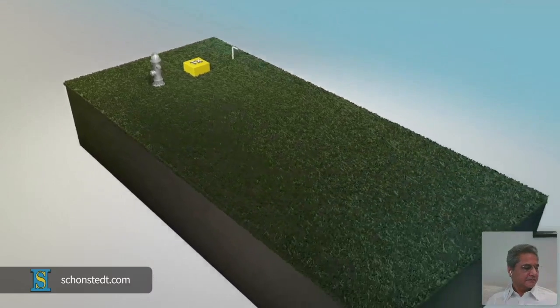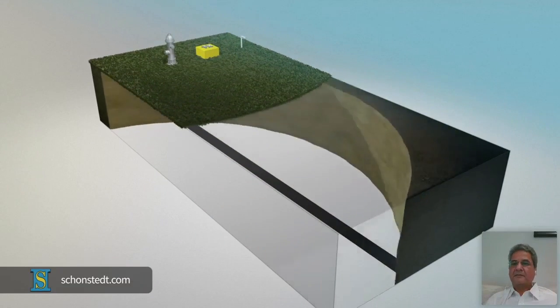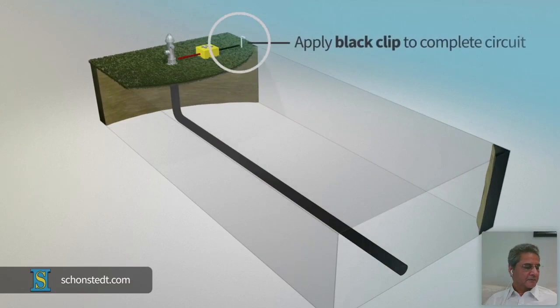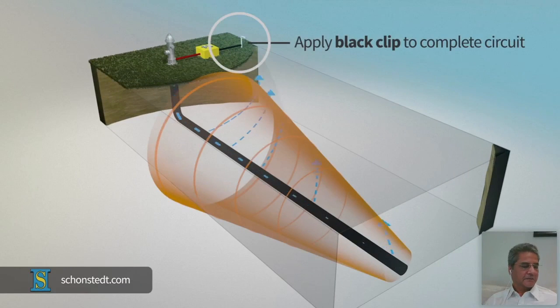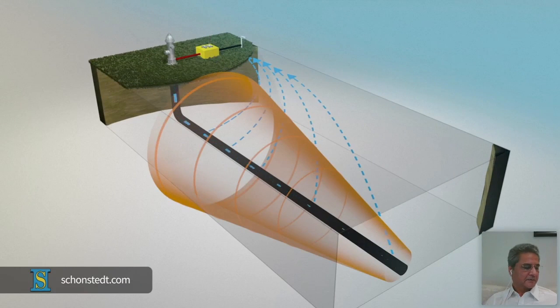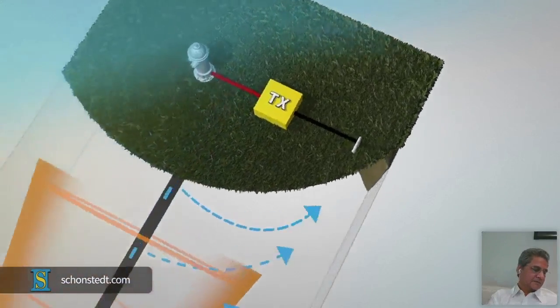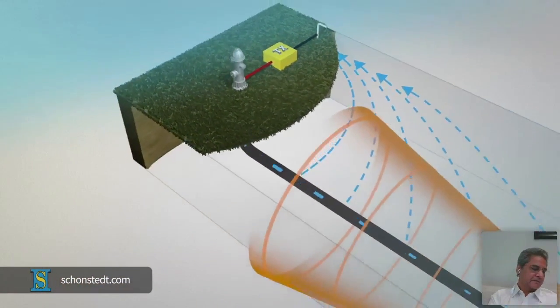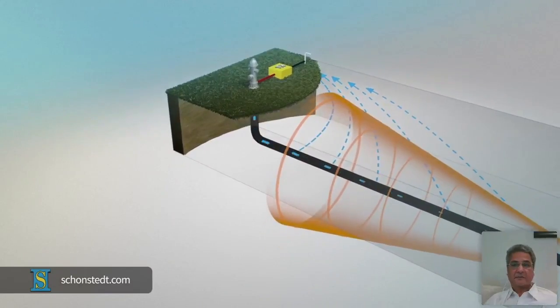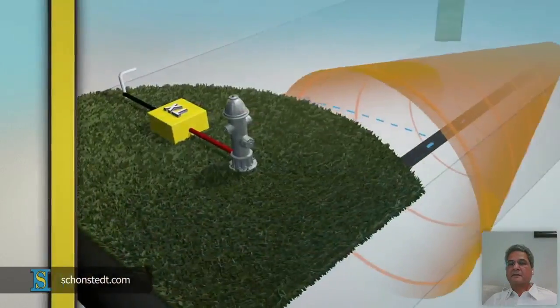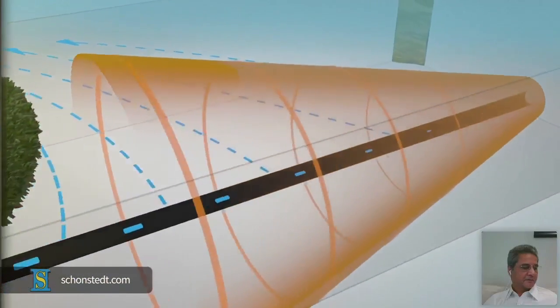Once the ground stake is in position, apply the clip attached to the black cable to the ground stake to complete the circuit. It's important to complete the circuit by properly implementing a ground. In general, the better the ground, the better the signal. A current will now travel along the pipe or cable. As the signal travels, it gradually leaks into the ground and diminishes the farther it gets from the transmitter.